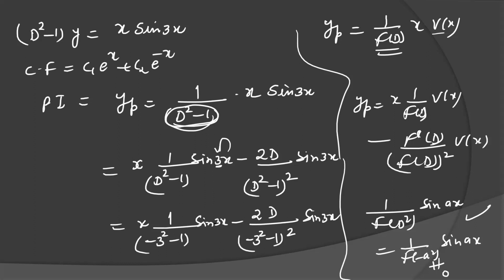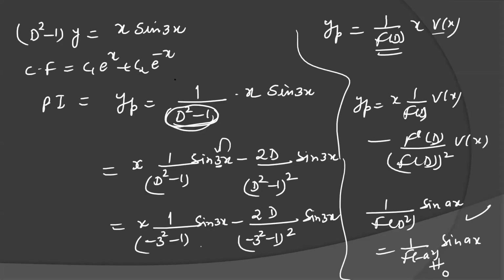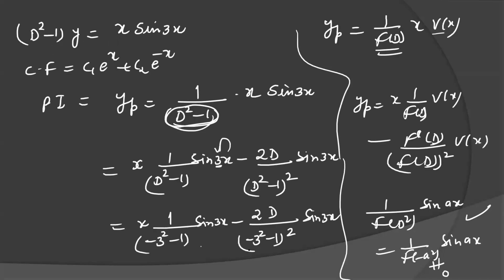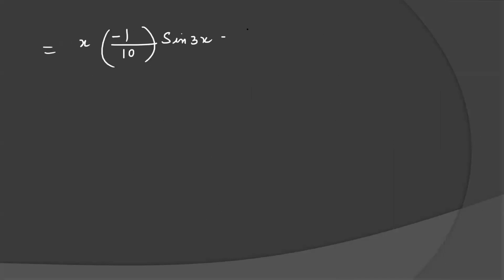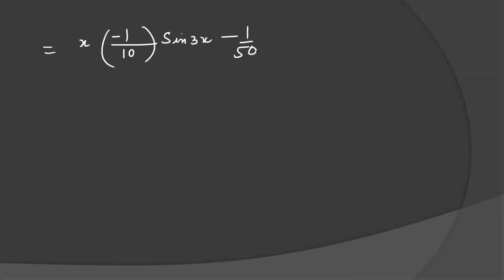So we will apply this result in these two terms. It is equal to x into 1 over minus 9 minus 1, minus 10. So it is minus 1 by 10 sine 3x. Then 10 whole square, that is 100, and divide by cancel by 2, then it will be 50 actually. So minus 1 by 50, and derivative of sine 3x is left. Derivative of sine 3x will be cos 3x into 3, because the derivative of 3x is 3 also.